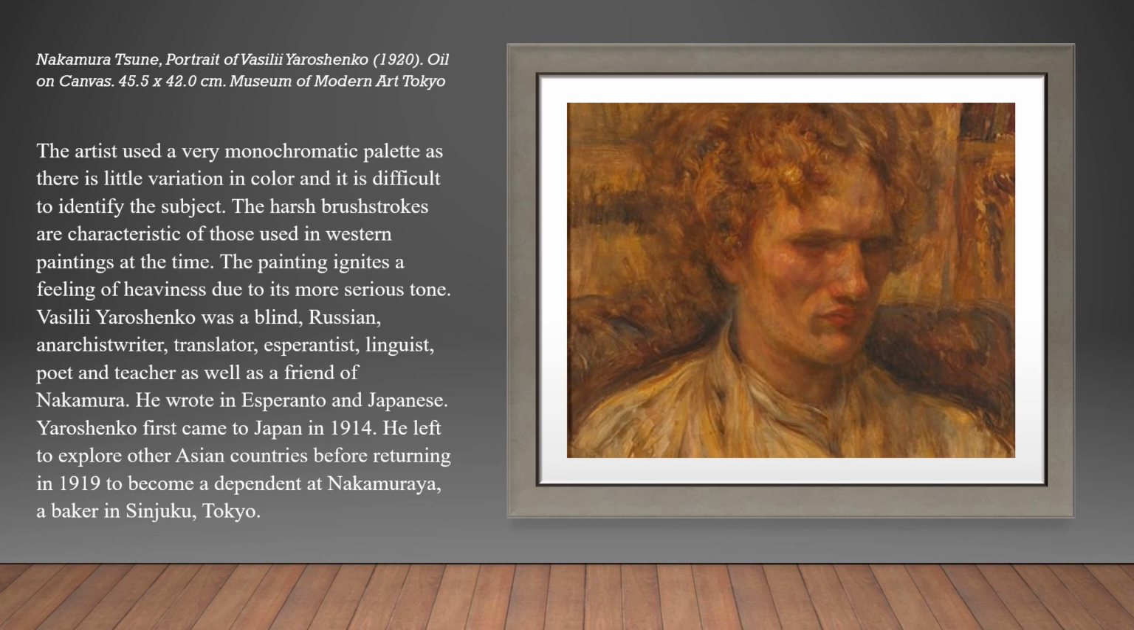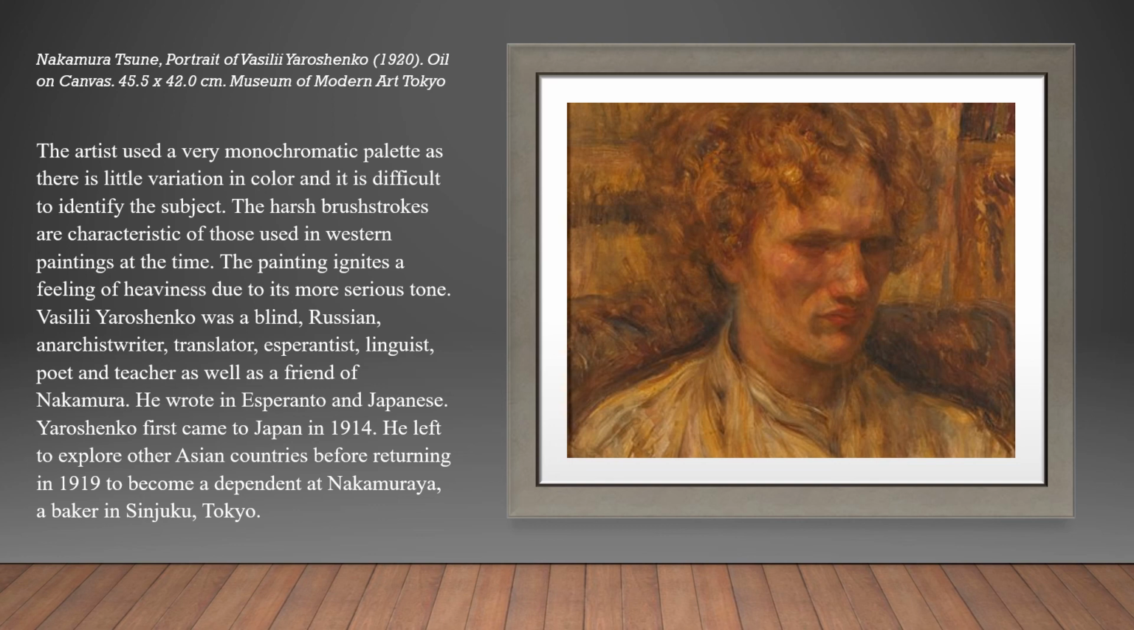Our final painting is a portrait of Vasily Yaroshenko, painted by Nakamura Tsune in 1920. The artist used a very monochromatic palette as there is little variation in color and it is difficult to identify the subject. The harsh brushstrokes are characteristic of those used in Western painting at the time. The painting ignites a feeling of heaviness due to its more serious tone.